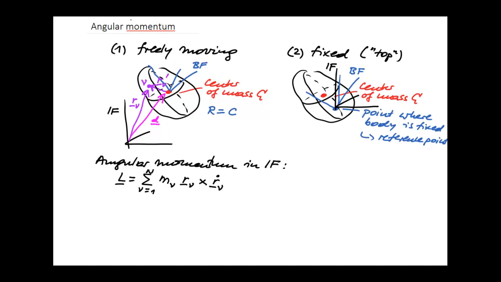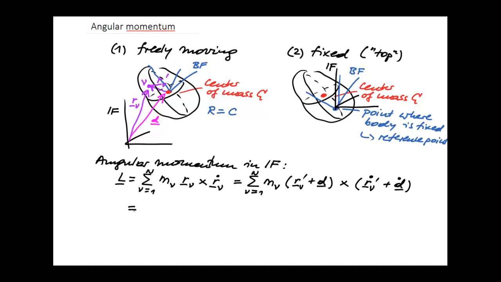We can now express r nu, the position in the inertial frame, in terms of r nu primed, the position in the body fixed frame. And we find that the total angular momentum then reads sum over nu from 1 to n, m nu, r nu, that equals r nu prime plus d, vector product with r nu prime dot plus d dot.